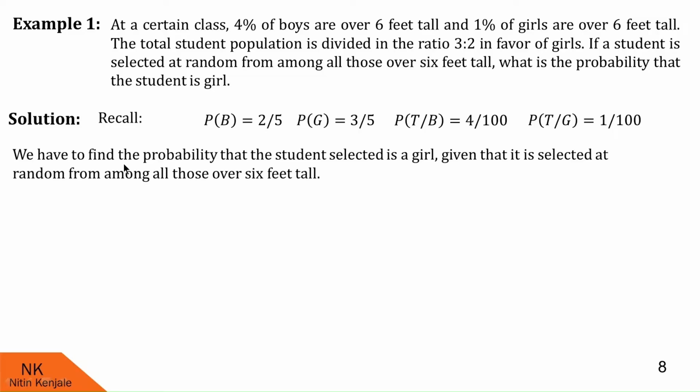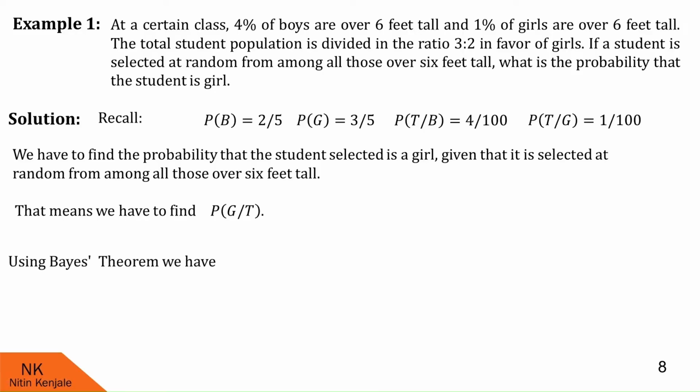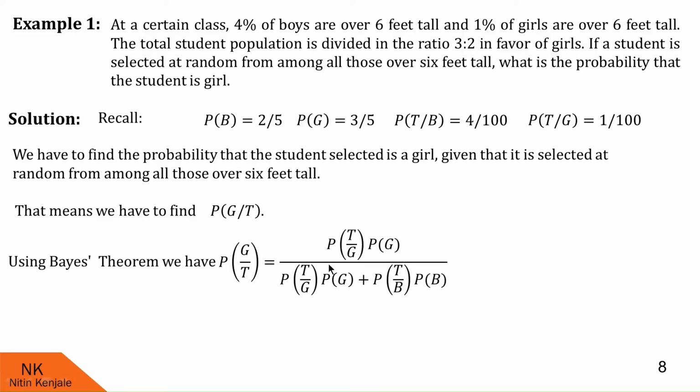Next, we will see how to find the probability that the student selected is a girl, given that it is selected at random from among all those over 6 feet tall. That means we have to find the probability of G by T. And according to Bayes' theorem, the probability of G by T can be given by probability of T by G into probability of G, upon probability of T by G into probability of G plus probability of T by B into probability of B.